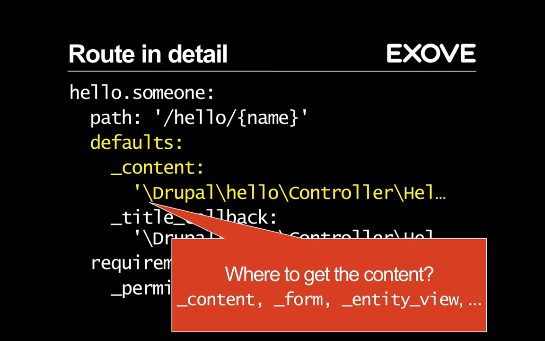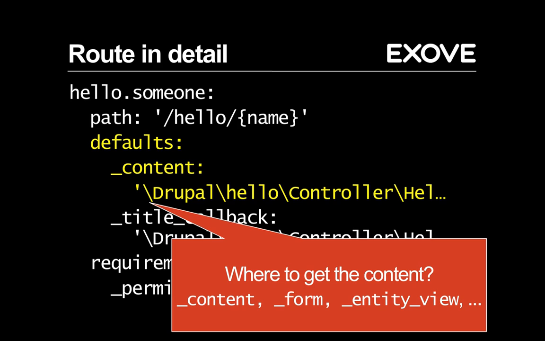It can be a form. Then it's the namespace name of the form. It can also be an entity view, where it's the entity type which is told, and which view mode of that we use, or something like that. There are a couple of other options also. And hiding behind that, there can be, for example, a title, or in this case, there is a title callback, which, again, the callback is, surprise, callable.